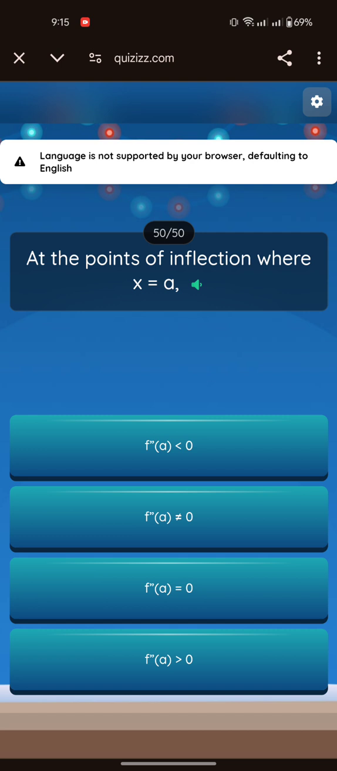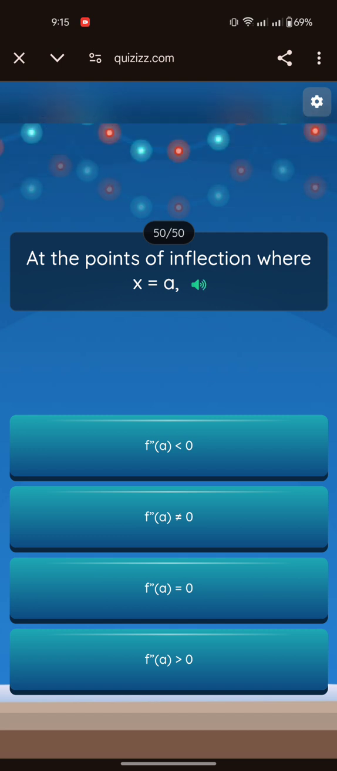Question. At the points of inflection where x equals a. Option 1, f''(a) less than 0. Option 2, f''(a) does not equal 0.